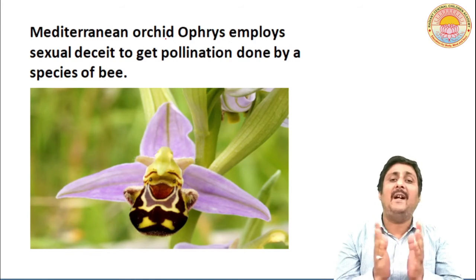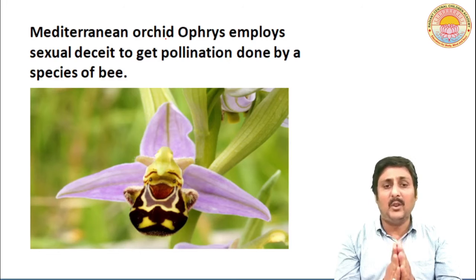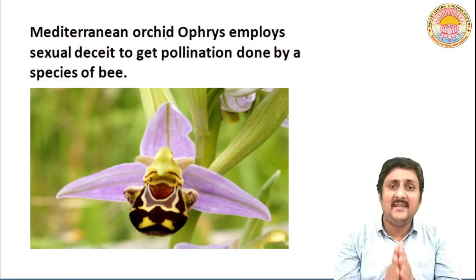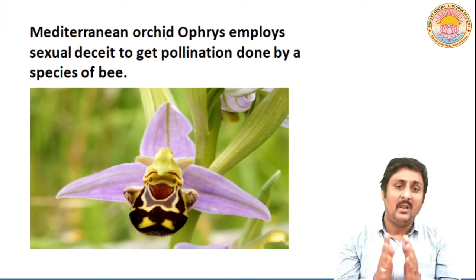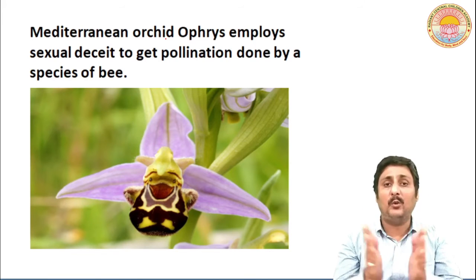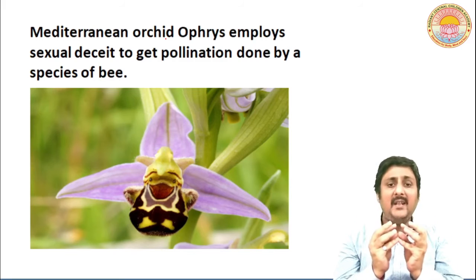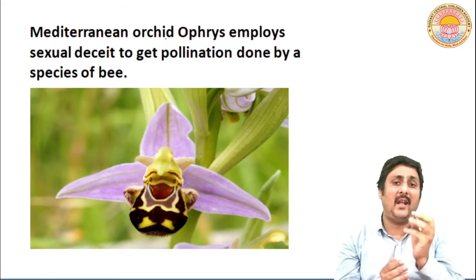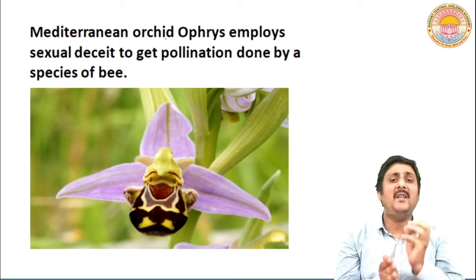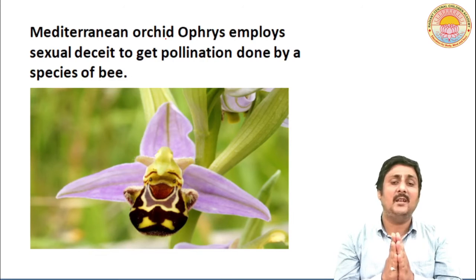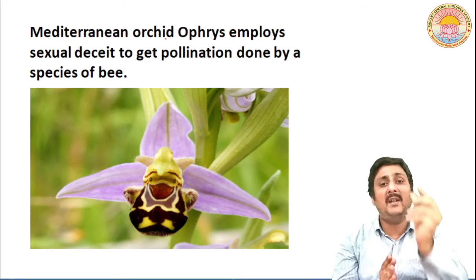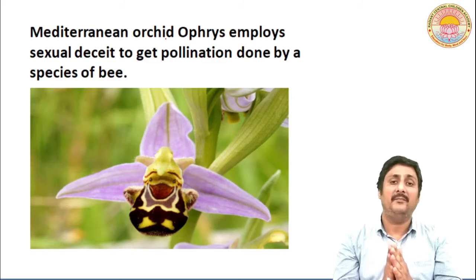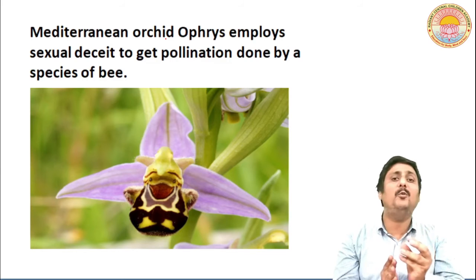The Mediterranean orchid Ophrys employs sexual deceit in order to get pollination done by a species of bee. Now what is the whole thing? This orchid plant has one of the petals which has an uncanny resemblance to the female bee, and the male bee pseudo-copulates with this petal, understanding it to be a female bee.